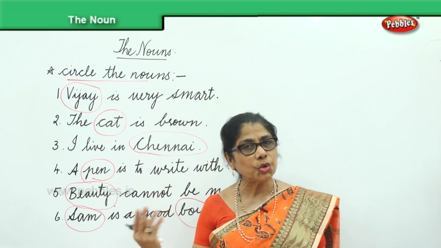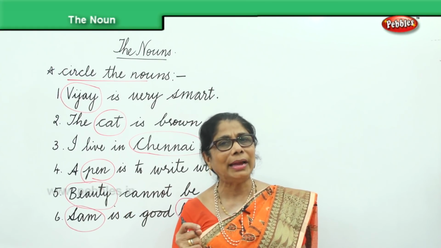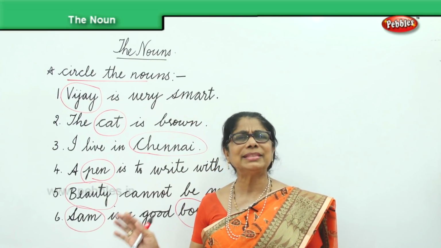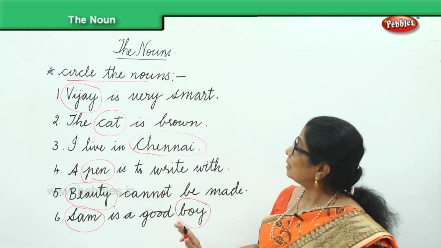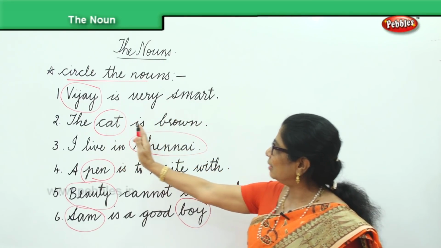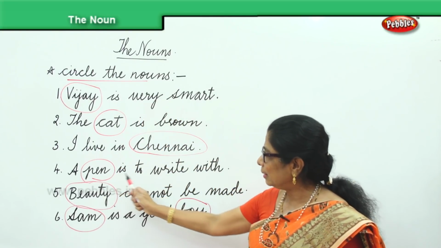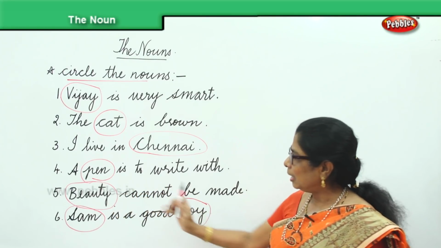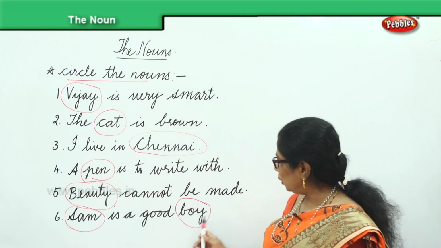Now, what we saw here is simple sentences, learning to identify nouns. Whatever noun is in the sentence, we identified and we circled it. So, circling any noun. Vijay is very smart, Vijay. The cat is brown, cat is the noun. I live in Chennai, Chennai is a noun. A pen is to write with. Pen is a noun. Beauty cannot be made. Beauty is a noun here. Sam is a good boy. Sam and boy are nouns.